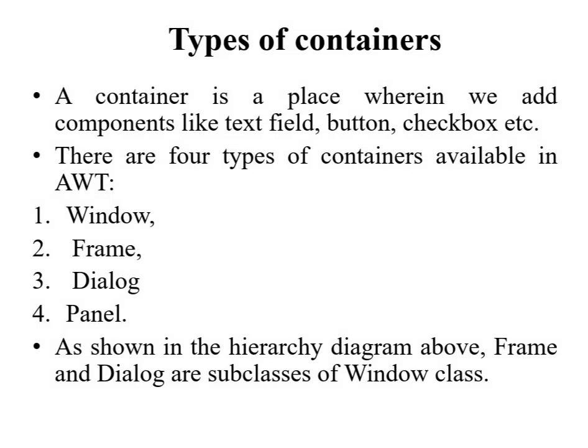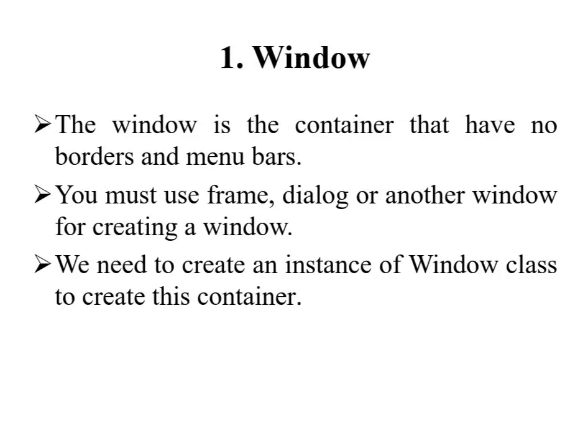The next one is, what are the types of containers? A container is the place wherein we add components like a text field, button, checkbox, etc. There are 4 types of containers available in AWT, that is Abstract Window Toolkit. They are Window, Frame, Dialog, and Panel. As shown in the hierarchy diagram above, Frame and Dialog are subclasses of the Window class. We will discuss them one by one in detail.